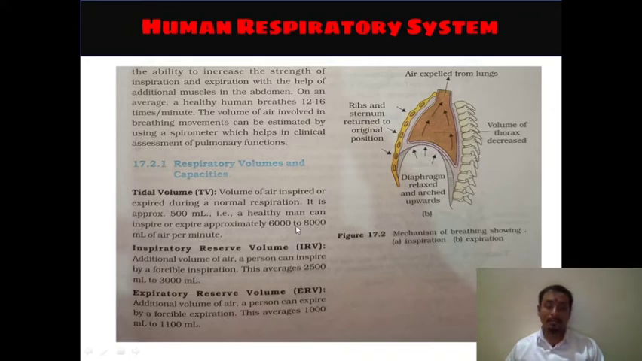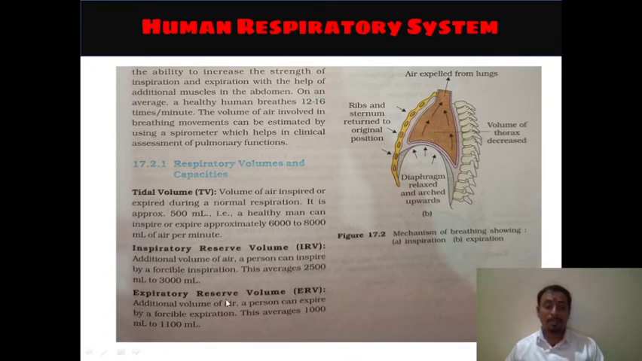So add this to the original TV, and you will get the total volume, normal plus forcible. So 6 to 8 liters plus 3 liters. Normally you can inhale or exhale 6 liters of air, and if you do it forcibly, you can take up approximately 10 to 11 liters of air. That is TV plus IRV.